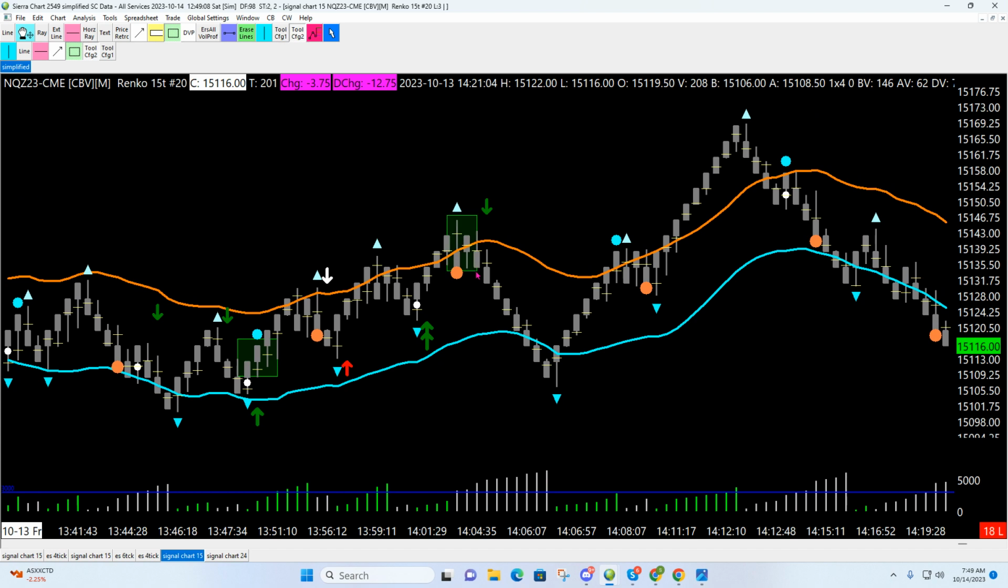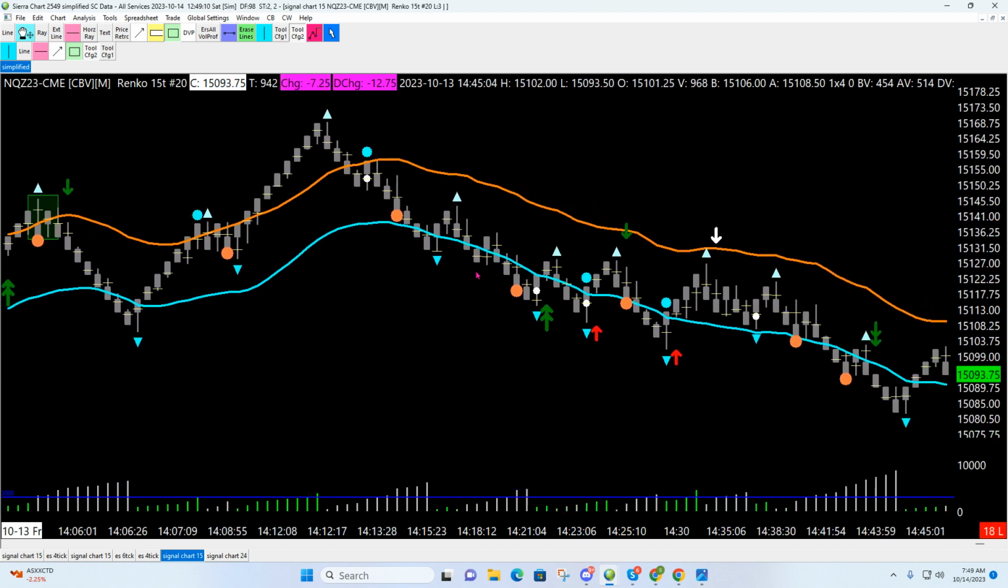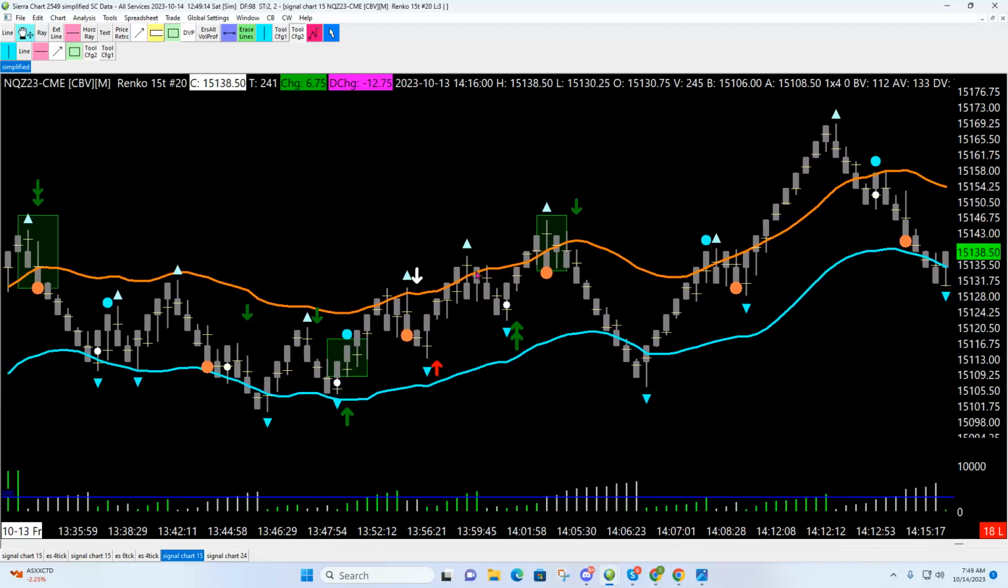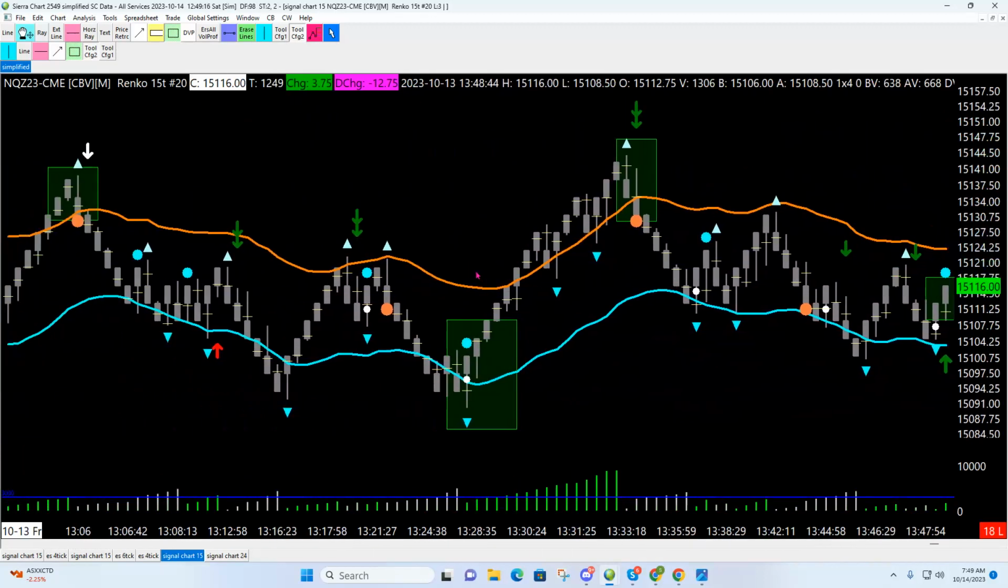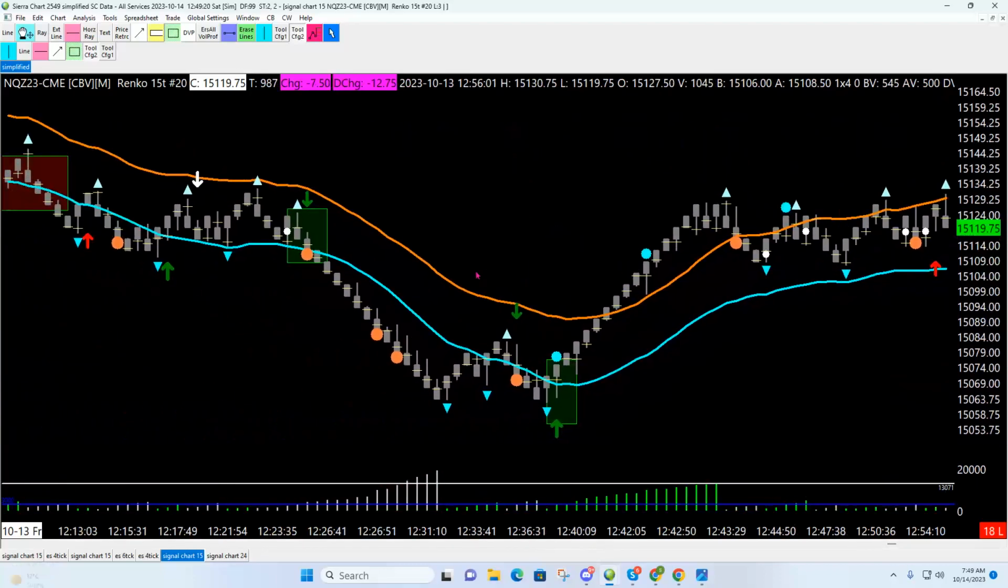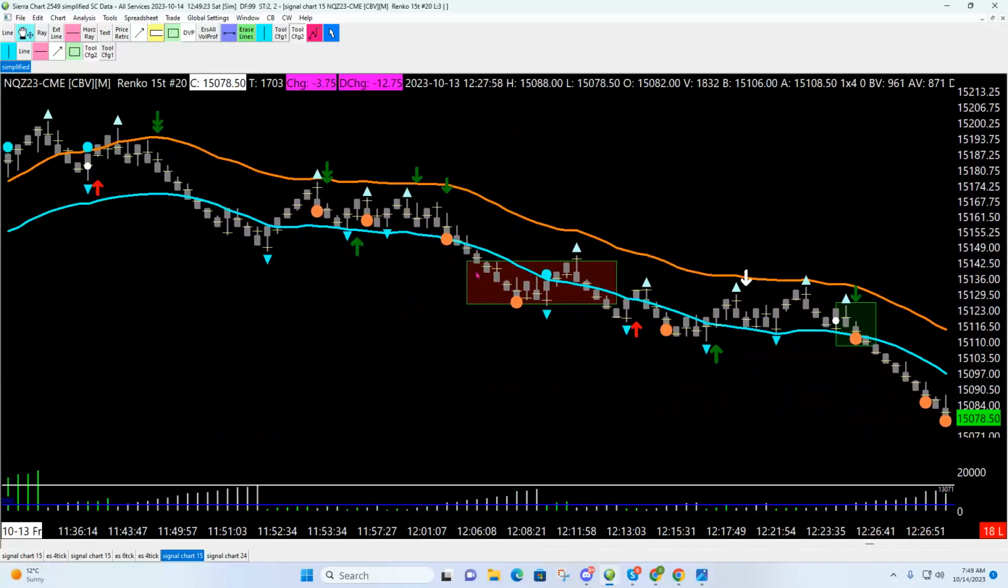So, and then there's your short in the afternoon. And the whole point of this, just stepping back, the whole point of this is not to be in every trade, right?